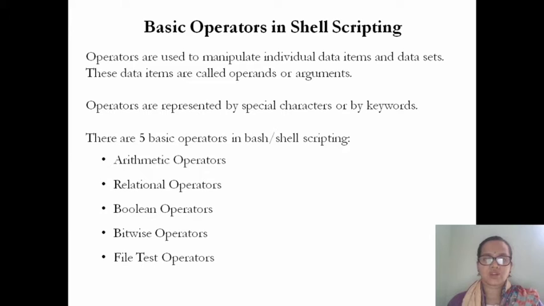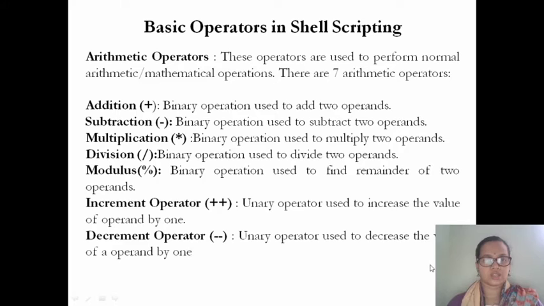Operators are represented by special characters or even keywords. There are 5 basic operators which deal with bash shell scripting. First and foremost, arithmetic operators. As I told you, we already know about these, so we will just have a glance. Then relational operators, boolean operators, bitwise operators and file test operators.